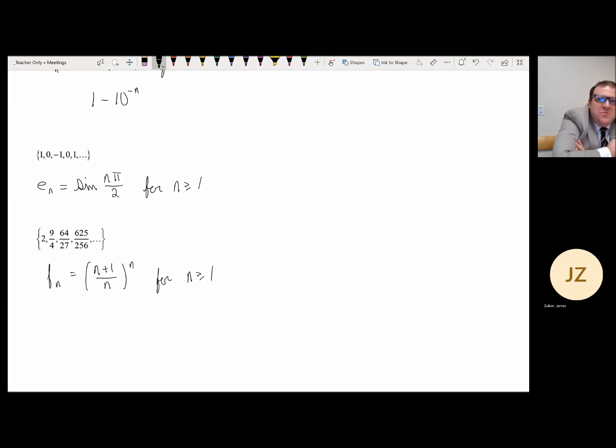Right? 2 over 1 raised to the first power. 9/4 is 3/2 raised to the second. 64 over 27 is 4/3 raised to the third. 625 over 256 is 5 over 4, all raised to the fourth power. And so on and so forth.